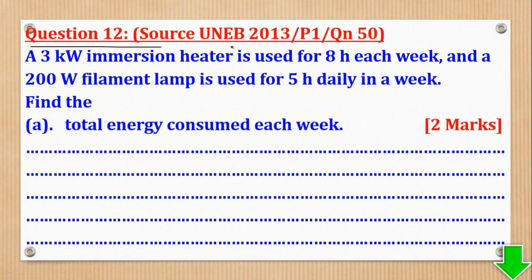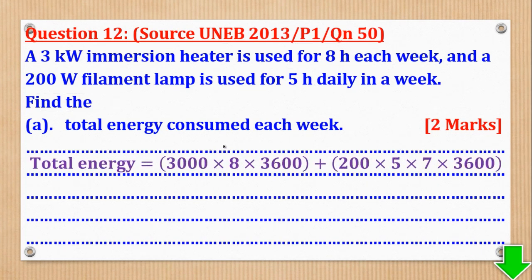Then question 12 came from UNEB 2013, paper 1, question 50, and it says a 3 kilowatt immersion heater is used for 8 hours each week, and a 200 watt filament lamp is used for 5 hours daily in a week. Find Roman 1 the total energy consumed each week.